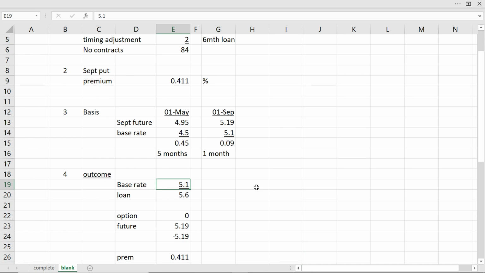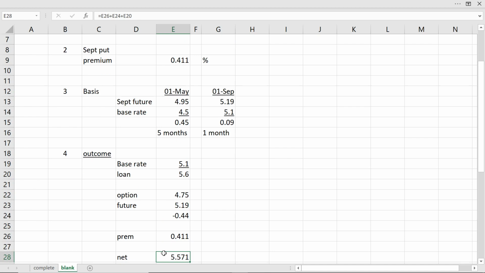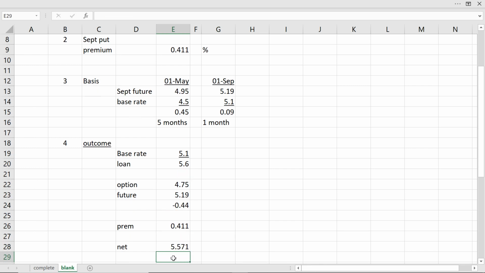If the base rate's 5.1, my actual loan is 0.5 above that. The option that I've taken out is a put option at 4.75%. When I close it out, the future is 5.19, which I've just calculated in cell G13, and so I'm making a profit, shown here as a negative cost, of negative 0.44%. And so my net outcome is the cost of the loan, net off against the profit from the option, add on the premium, and that's 5.571%. And that allows me to make a comparison against the forward and the future, whose results are given in the question in percentage terms.